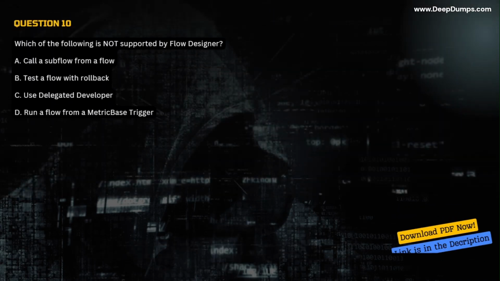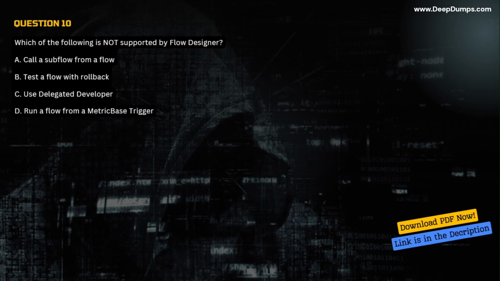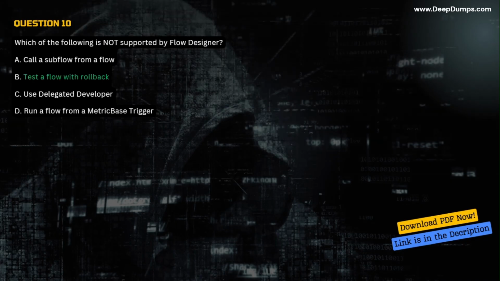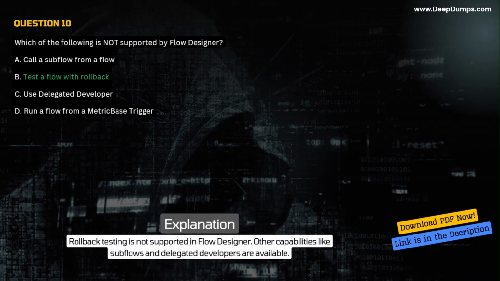Question 10. Which of the following is not supported by Flow Designer? A. Call a subflow from a flow. B. Test a flow with rollback. C. Use delegated developer. D. Run a flow from a metric-based trigger. Correct answer B. Test a flow with rollback. Explanation. Rollback testing is not supported in Flow Designer. Other capabilities like subflows and delegated developers are available.